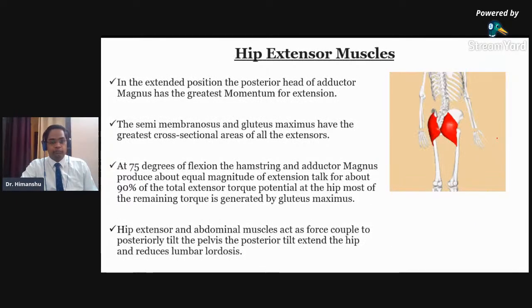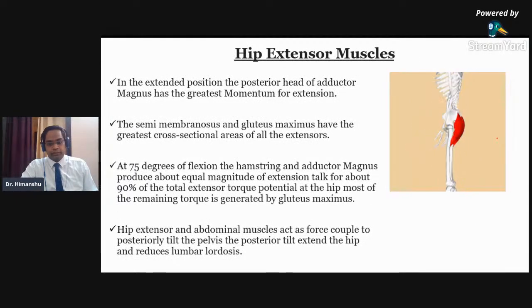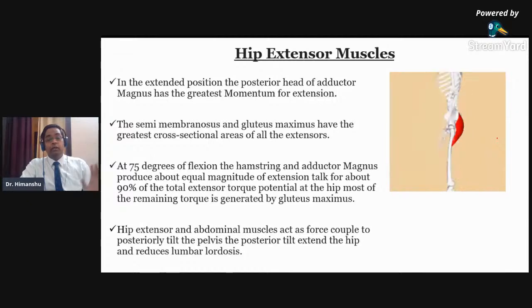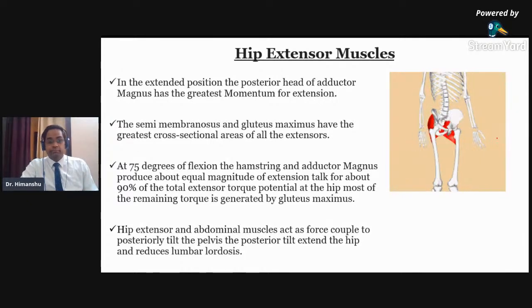Coming on to the other group of muscles, that is your extensor group of muscles. The extensor group has a very big, very vital, very important muscle, that is your gluteus maximus.